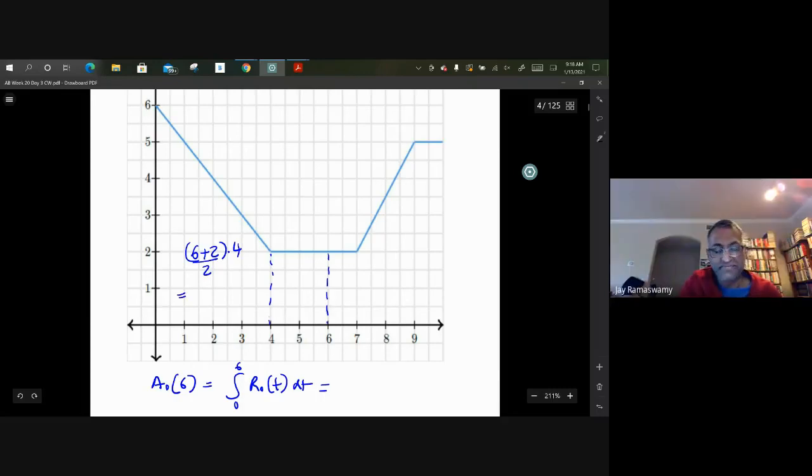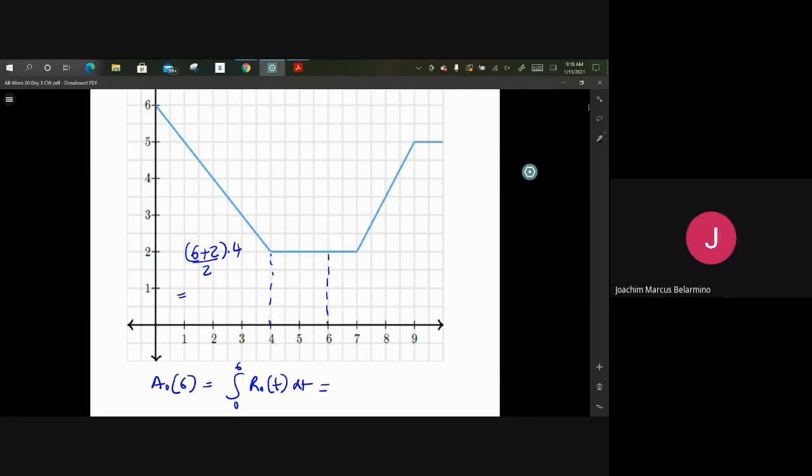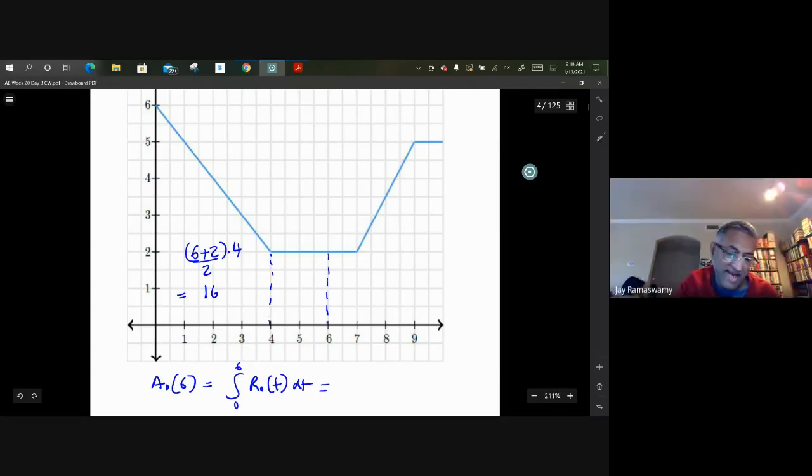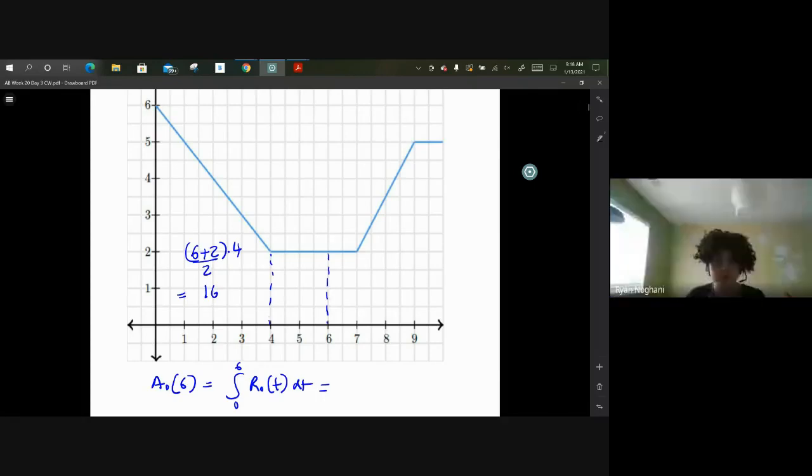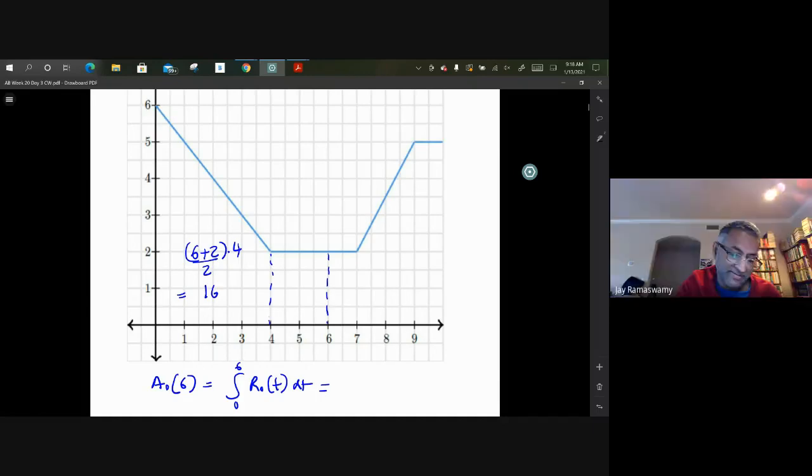Simplify in your head. Tell me what you get. 16. Okay. And then is that next guy a rectangle? What's the base of the rectangle? 2. What's the height of the rectangle? 2. So 4. So final answer, 20. Is everybody okay there? Will the units just be people? It says how many people left.